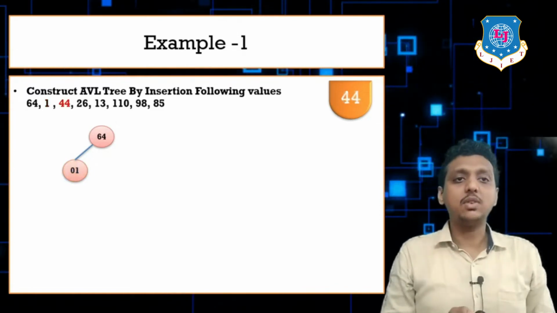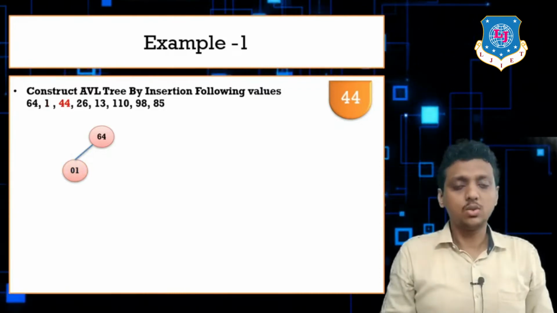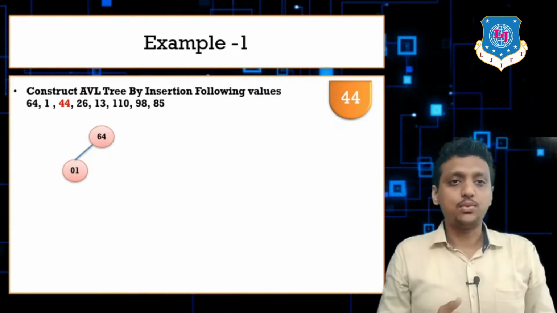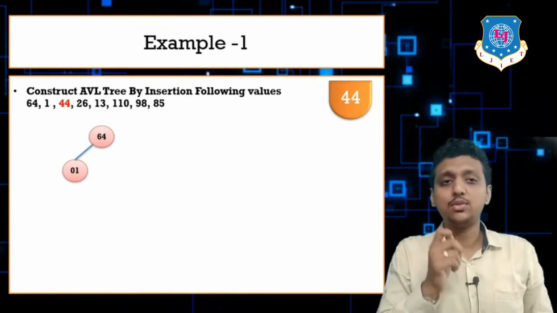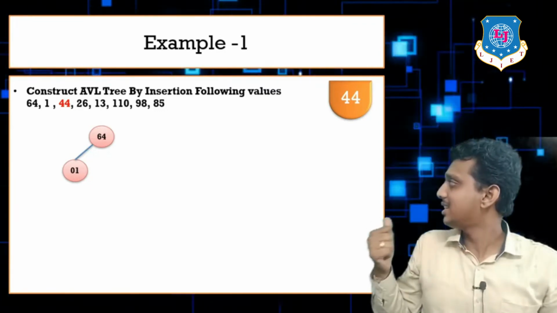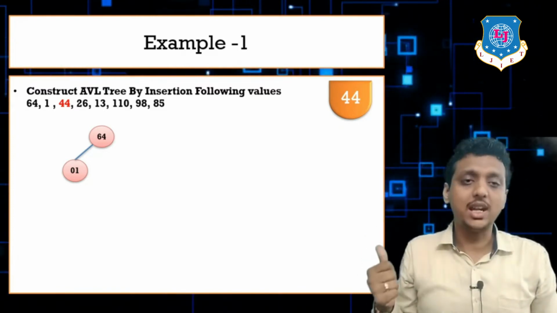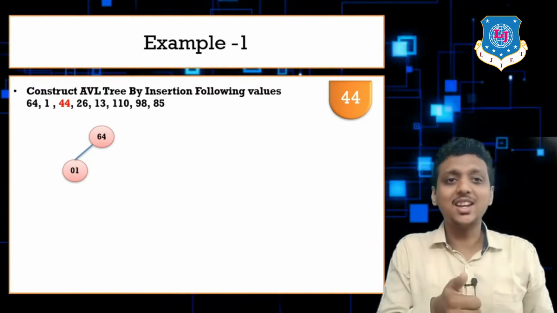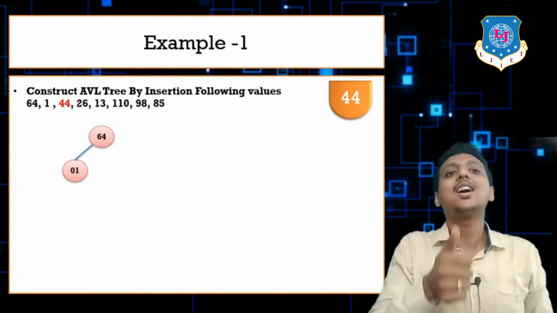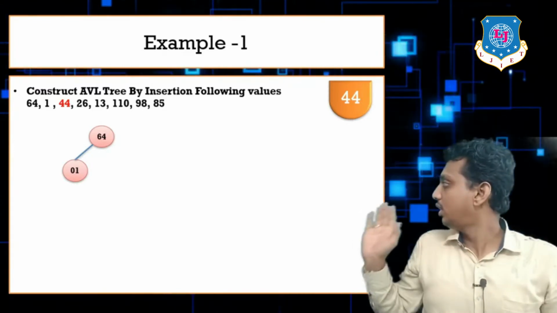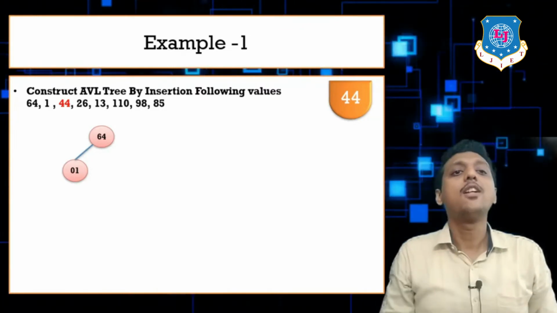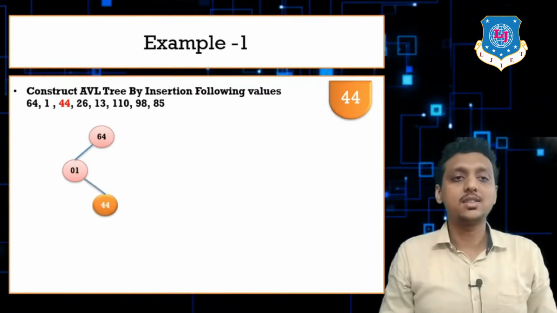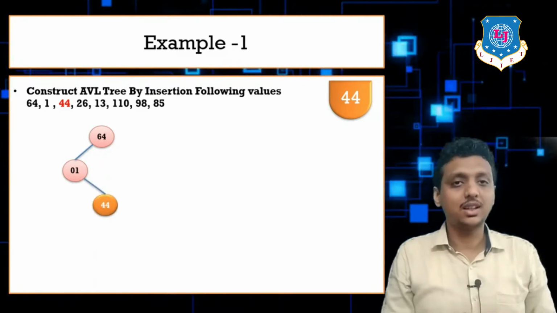Now next we have 44. I'm going to insert 44. Students, tell me where we can insert 44. 44 is less than 64, so it must go on the left side. Then 44 is greater than 1, so it must go on the right side. So 44 will be inserted on the right side of 1. Here it is, 44 is successfully inserted.